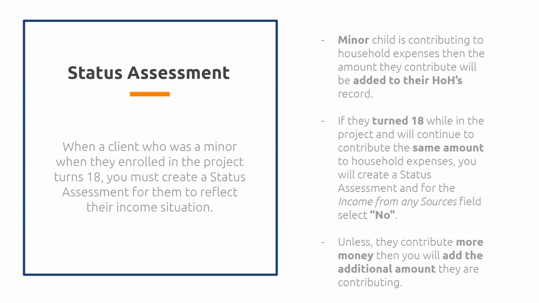And for the income from any sources field, you would select no to show that the client is not contributing any additional income. Unless the client who has turned 18 will be contributing more income, then you would add the additional amount that they are contributing. This is because if you take away from the head of household and move the entire amount to the new adult record, it would look as if the head of household has lost income. But in reality, it was just moved into another record.